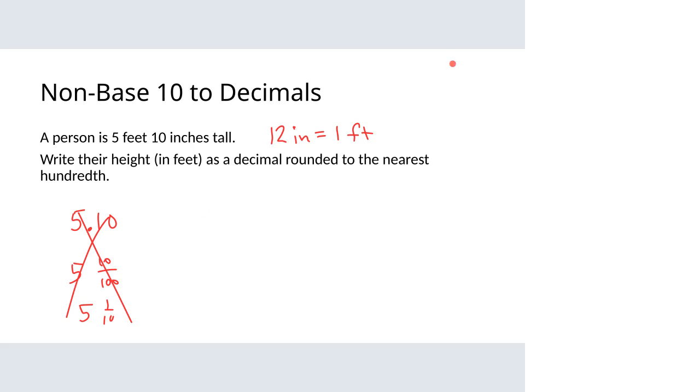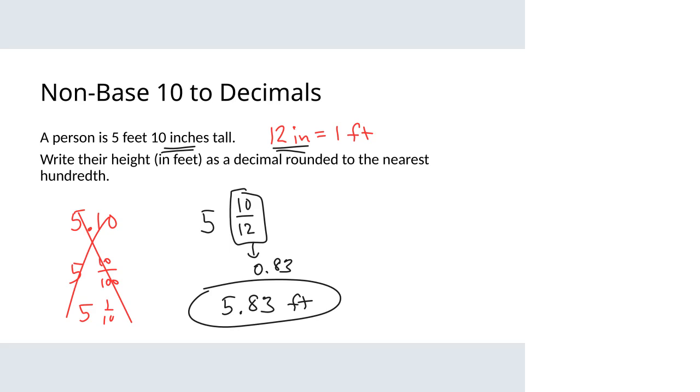Instead, what we want to do is say, okay, well, they're 5 feet, and then they're 10 out of 12 of that next foot, 10/12ths of the next foot. So we've rewritten it as 5 and 10/12ths. And now we're going to convert that to a decimal. And 10/12ths as a fraction, that fraction bar just means divide. So we'll do 10 divided by 12, and that gives us 0.83. Now we can put those together and see that they are 5.83 feet tall. So if they're 5 feet 10 inches tall, they're 5.83 feet tall.